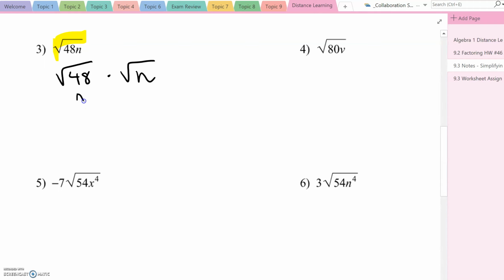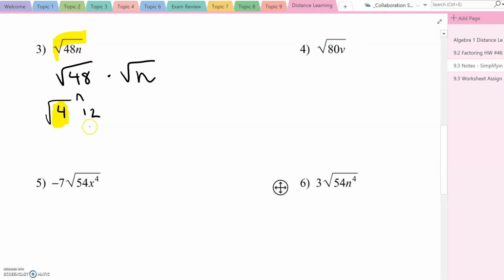But the square root of 48, we want to think of what numbers multiply to get us 48. If we can think of perfect squares that multiply to get us 48, that's perfect. If not, it will work out anyway. So I know that 4 times 12 gets me 48, which is awesome because I know that 4 is a perfect square, right? So the square root of 4 will simplify to a nice number for me.